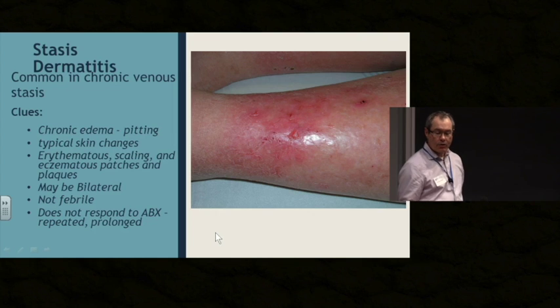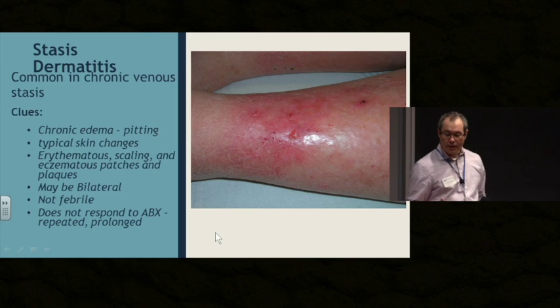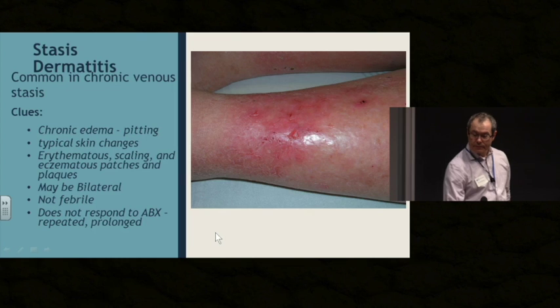The patient had chronic pitting edema. You usually get it with pitting edema because stasis dermatitis is a complication of venous disease and chronic venous stasis. People with chronic lymphedema usually do not develop this. You'll usually see erythematous patches. There'll be some scaling, eczematous-like patches. There'll be maybe plaques. It could be flaking a bit. Often it's bilateral. Usually these patients are not sick. Usually the white blood count's normal, and often the CRP is normal too.